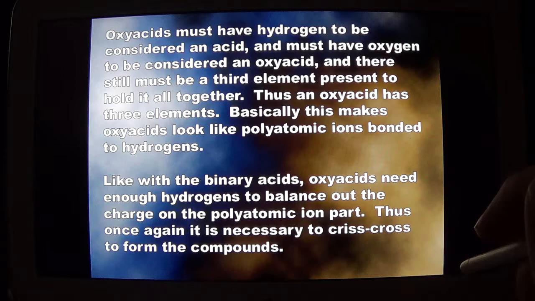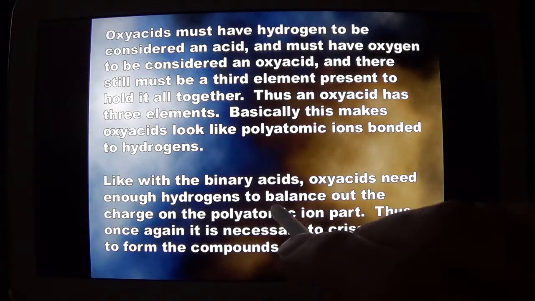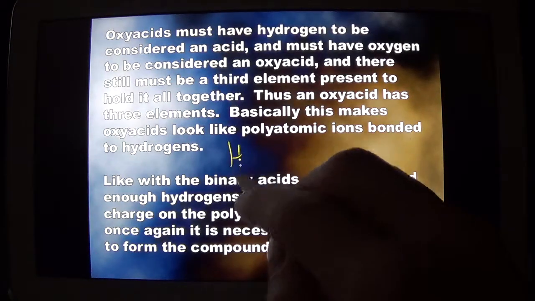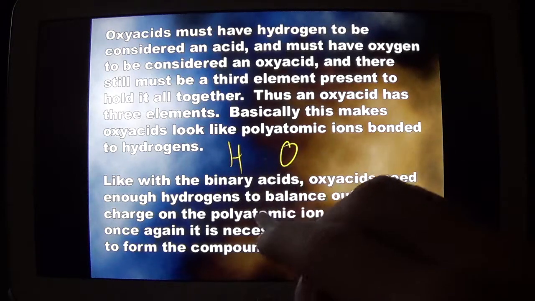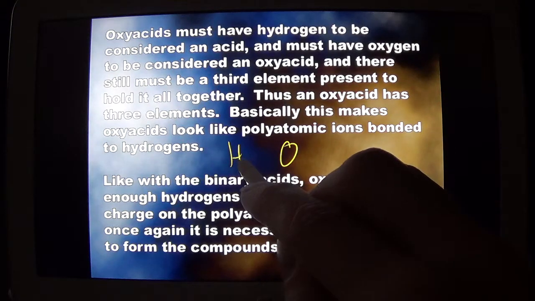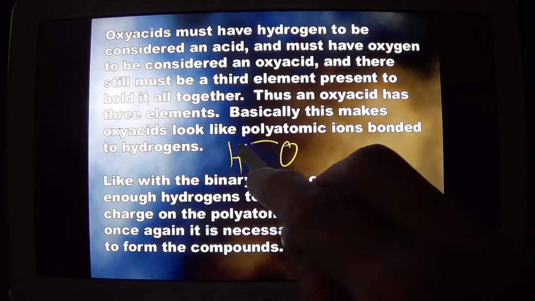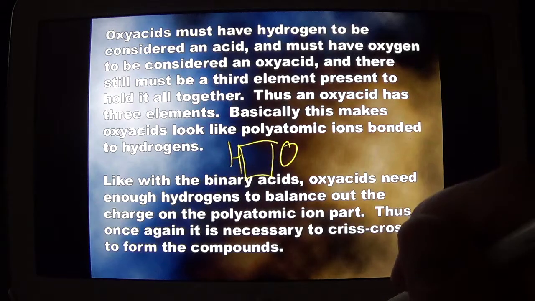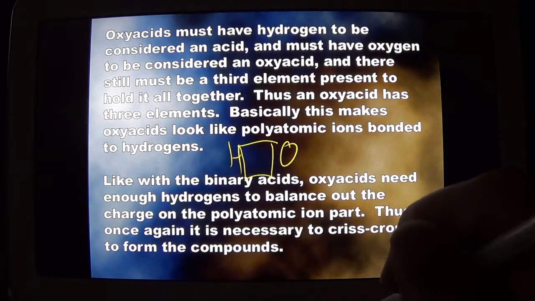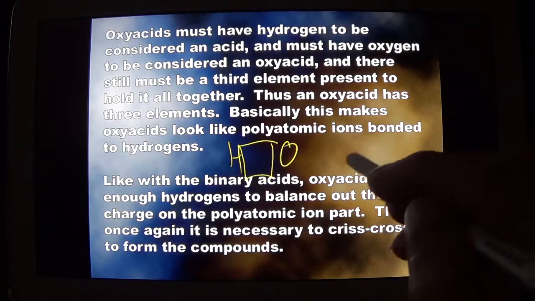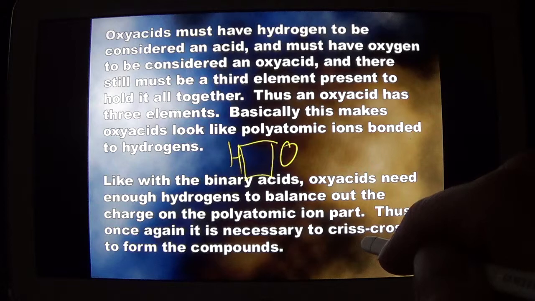Now, oxyacids have hydrogen, to be an acid, and oxygen, because they're oxyacids, so H to be acid, O to be oxyacid, and there will be another element, typically a nonmetal, but sometimes a metal, in the middle holding that all together. Very literally, if we drew out the structure, it'd be in the center of the structure.